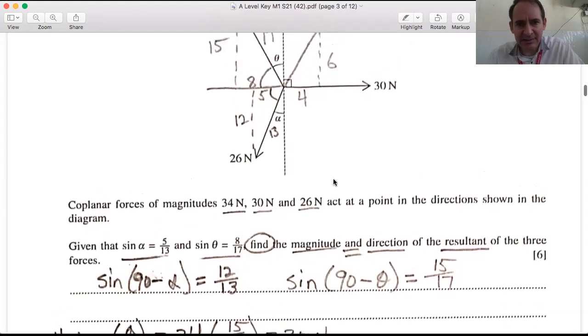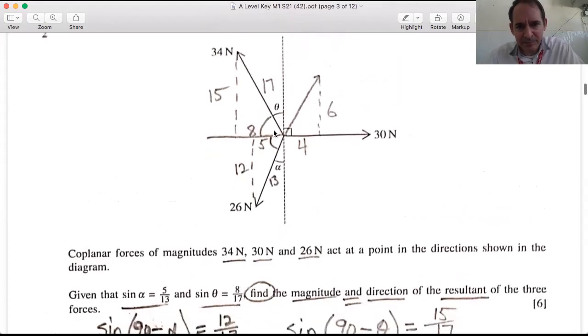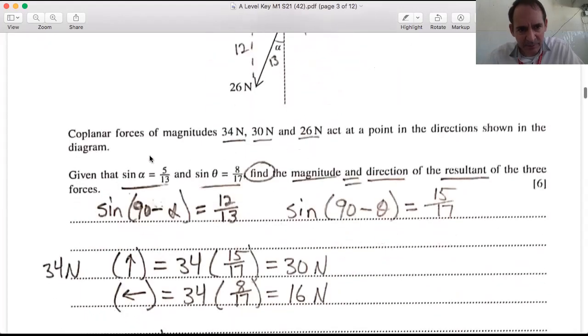Same thing with the 8 and 17. It gives 8 and 17. You use the Pythagorean theorem, you can find the 15 for the height, but put it over here against the x-axis. So sine of this 90 minus theta is going to be 15/17. So we have to adjust those first to be next to the x-axis.